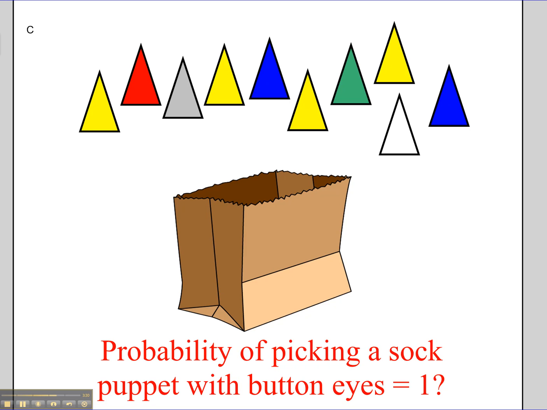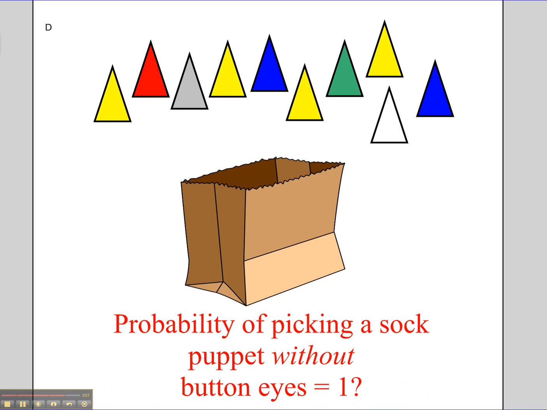Question C says, theoretical probabilities can have a value from 0 to 1. 0 means that there's no chance. 1 means that there is a certainty of it happening. Why is the probability of picking a sock puppet with button eyes equal to 1? Well, in order to answer this one properly, I probably should have mentioned that each sock puppet has eyes, and they are button eyes. So if every single one has button eyes, then the chances of you choosing one with button eyes is 1. It means that it's going to happen. You don't have any choice because they all have button eyes.